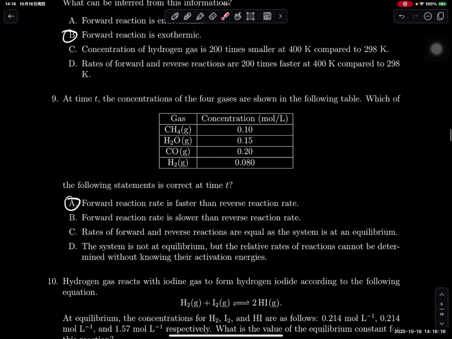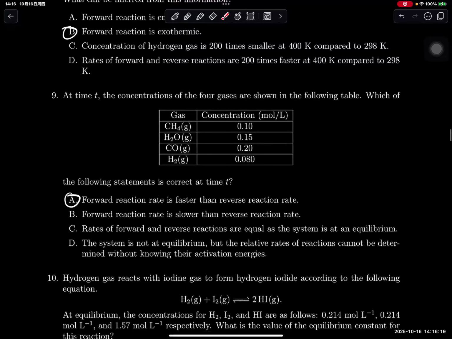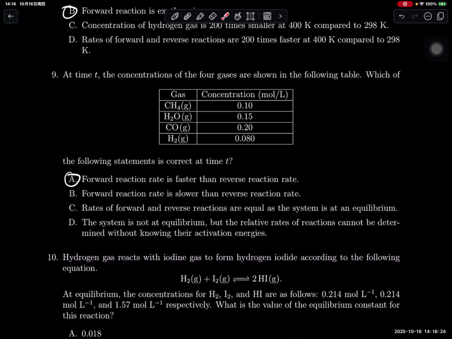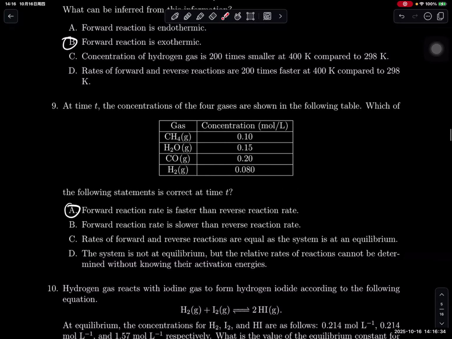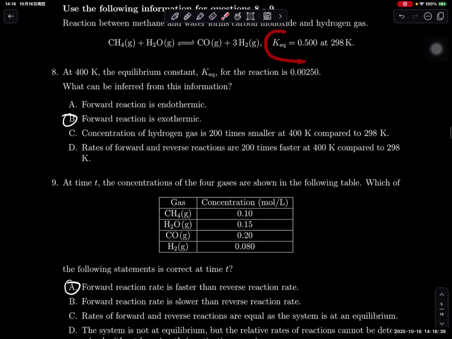Question 9. At time t, the concentrations of the 4 gases are shown in the table below. Which statement is correct at time t? Okay, so the forward reaction rate is now faster than the reverse reaction rate. Again, use these values, calculate the equilibrium quotient, and then compare with K. In this case, the equilibrium quotient is smaller than the equilibrium constant. So Q has to increase to approach K. Therefore, the reaction must shift forward, so the forward reaction has a faster rate.